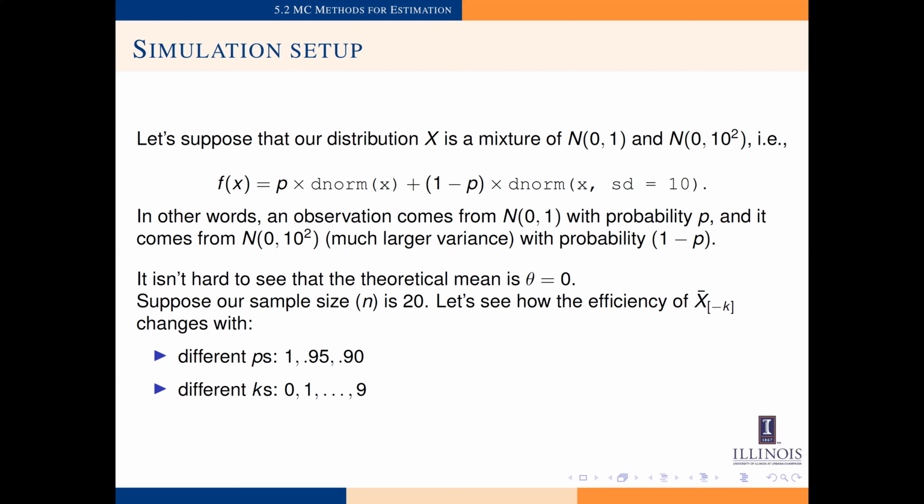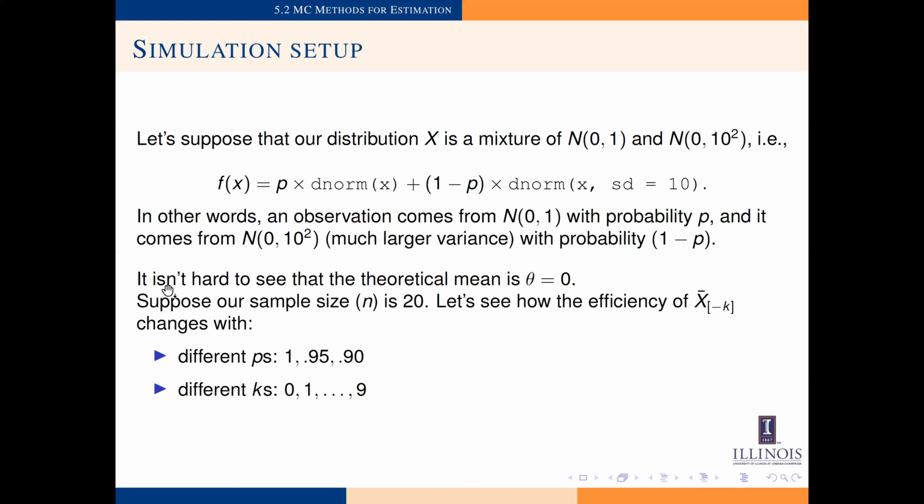It isn't hard to see that the theoretical mean of this distribution, the mixture of two normals both with mean 0, is also 0. So we know that the true theta is equal to 0 in this case. Suppose that every time we draw a sample from this distribution of size n equals 20. Let's see how the efficiency of our trimmed mean x bar of minus k changes when we vary two things.